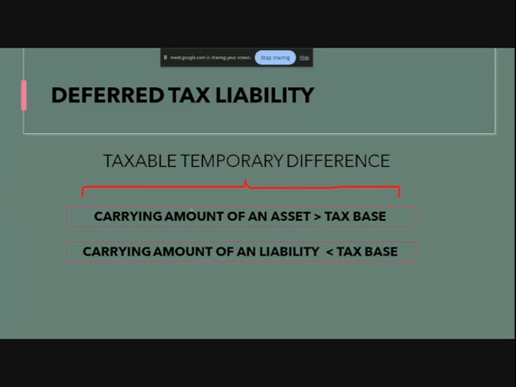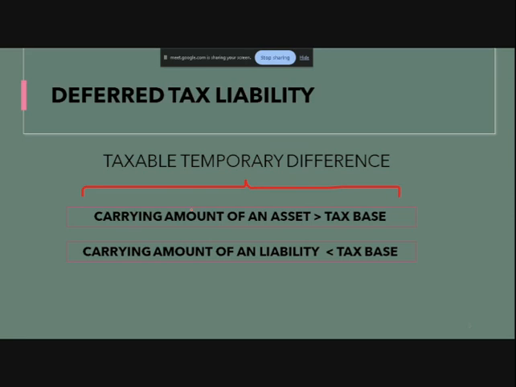So whatever the tax is, we'll show it in the liability section. But let's say it's the opposite. In the question, it was given that the carrying amount of an asset was 20,000, and the tax base was 30,000. So it's the opposite of this. In this case, it's not a deferred tax liability; it's a deferred tax asset, because it will not be a taxable temporary difference, but a deductible temporary difference. We'll see that in the next slides, but I'm just telling you.